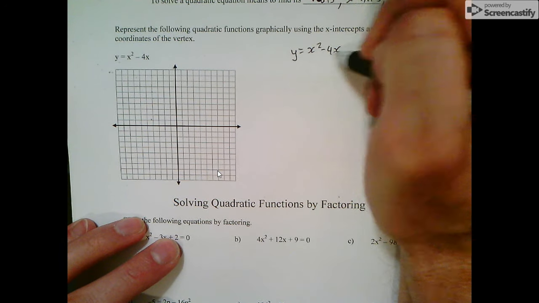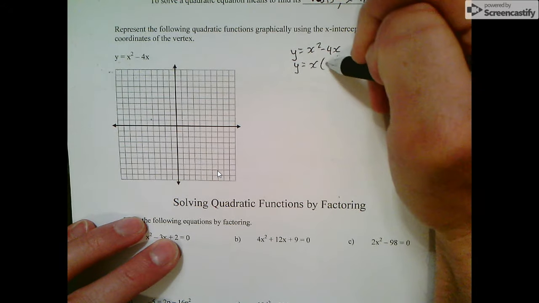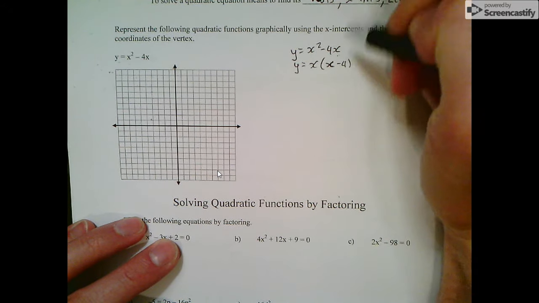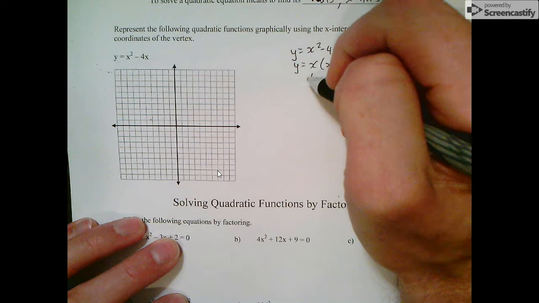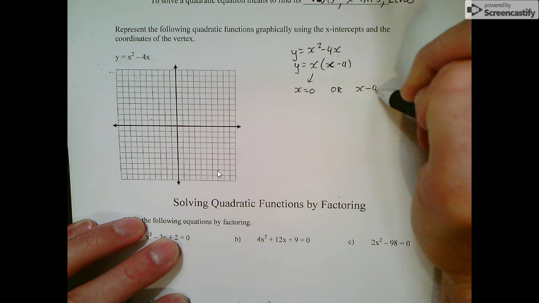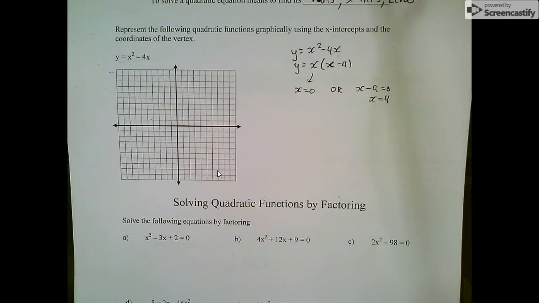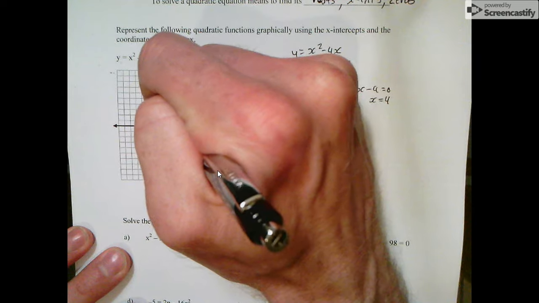So I notice there's an x common to both of these terms. So it's going to be y equals x, factor an x out of here, and I get x minus 4. My two roots are going to be x equals 0 or x minus 4 equals 0, which gives me x equals 4. So I've already solved this. There's my roots.